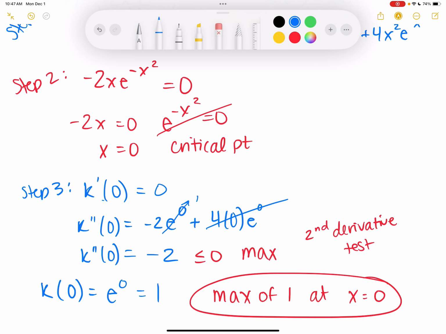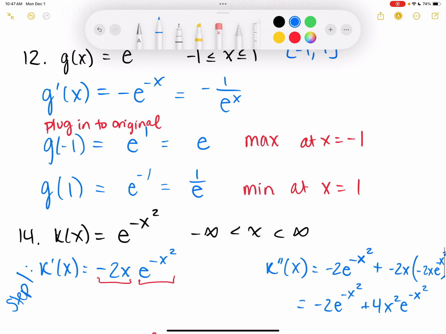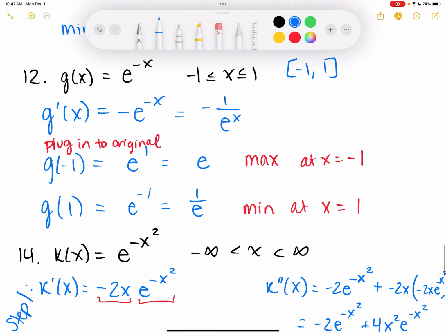Which technically, part of the reason the book is doing things the way they're doing, is they don't actually teach you the second derivative test until 5.3. So they're assuming you don't know that yet, which is why we had to use the other method in the previous problem, because the second derivative test didn't work for that problem. Well, yeah, what did we do for that problem?